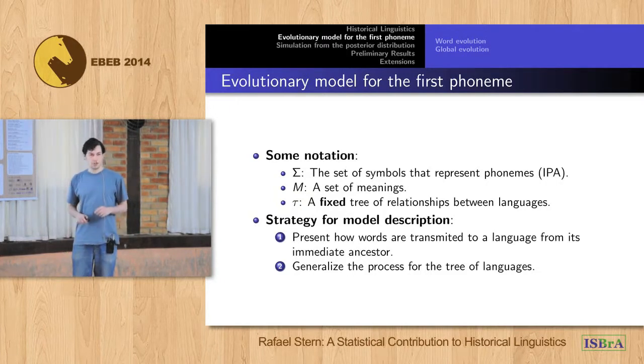Our strategy to explain the evolutionary model is to first describe how words go from the immediate ancestor to the modern language, and then using this simple evolutionary model we will generalize for how the words evolve in the whole tree.